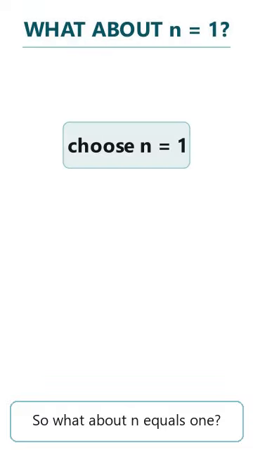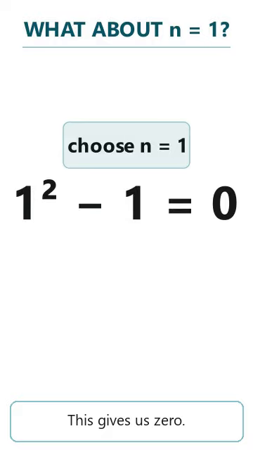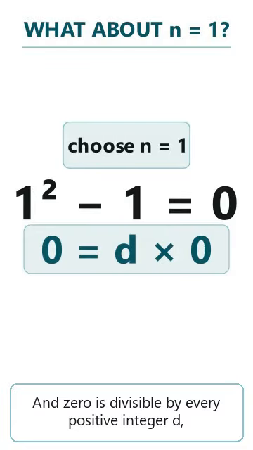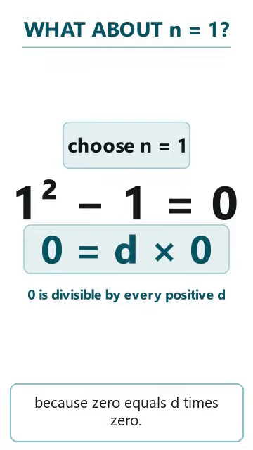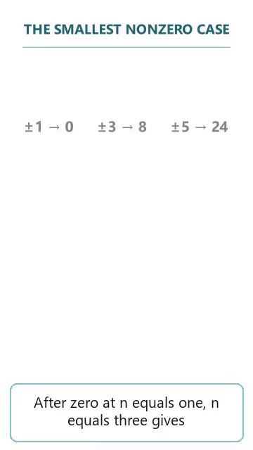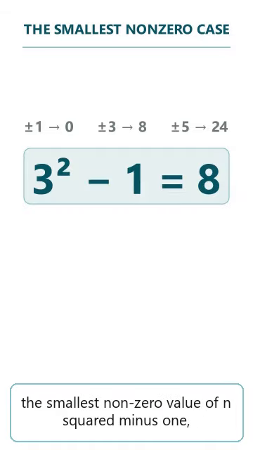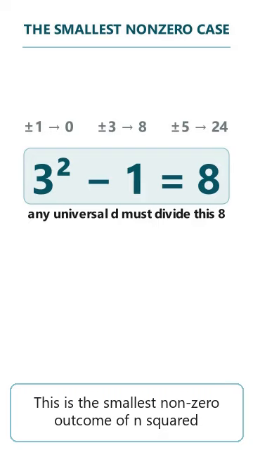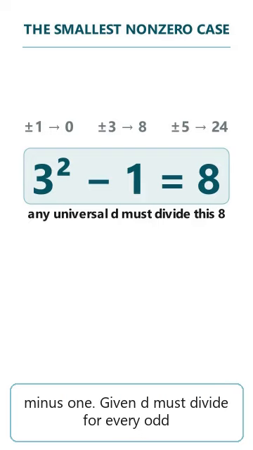So what about n equals 1? This gives us 0. And 0 is divisible by every positive integer d, because 0 equals d times 0. So n equals 1 places no restrictions on d. After 0 at n equals 1, n equals 3 gives the smallest non-zero value of n squared minus 1, which is just 8.